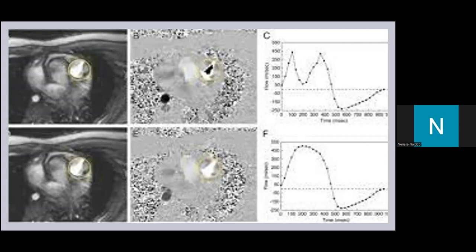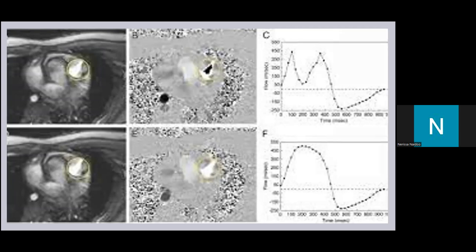Okay, all right. So these yellow circles are basically what's used during the post-processing. You put your ROI over the valve area, and these are the curves that you get. If you look at the first one where the venc was incorrectly chosen, you are not getting an accurate measurement. Our curve should not look like that at all.